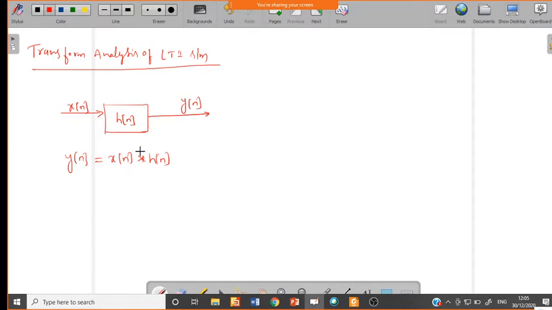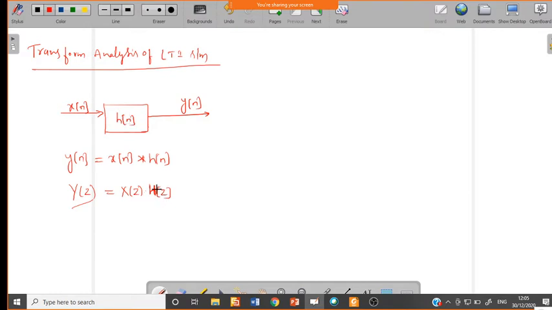Now we know the convolution property of the z transform. If you have convolution of two signals in the time domain, then in the z domain it will be the multiplication of the two signals, so the multiplication of x of z and h of z. So we know the output of the system, the input of the system, and the transfer function, or the impulse response.